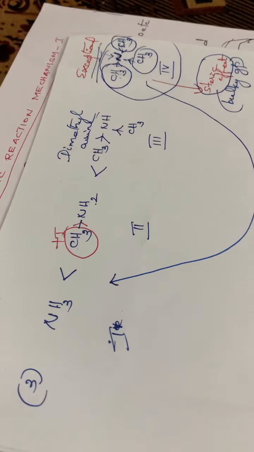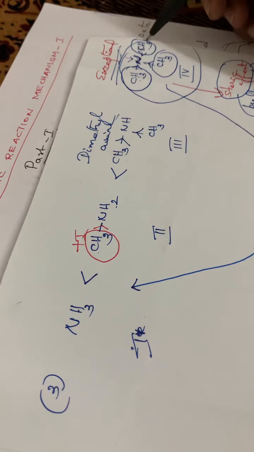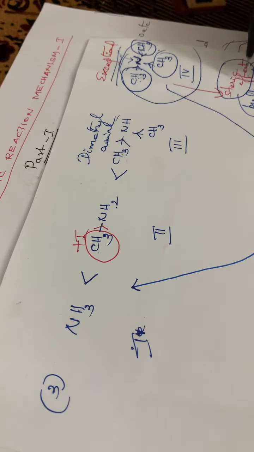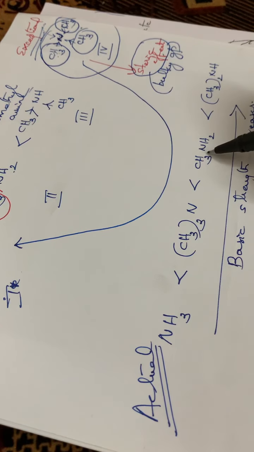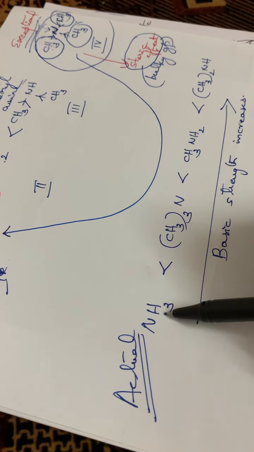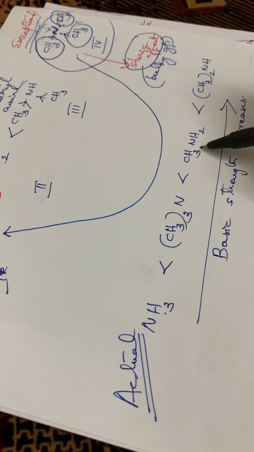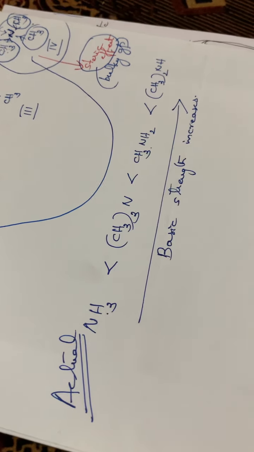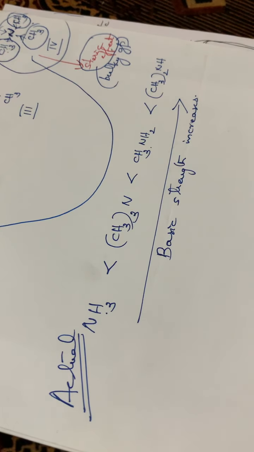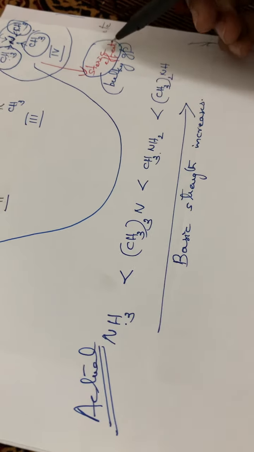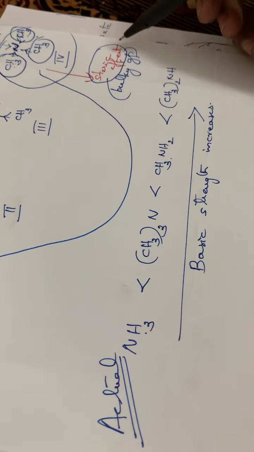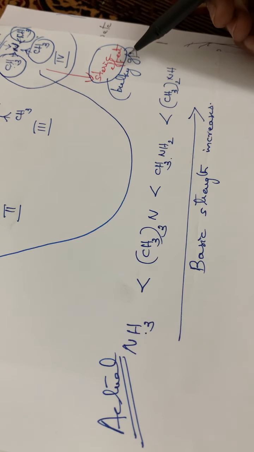So this is the reason. Trimethylamine is an exception due to the steric effect, and it will be less basic than methylamine. First comes ammonia, then trimethylamine, then methylamine, then dimethylamine. You have to study this exception also: steric crowding due to the presence of bulkier groups.